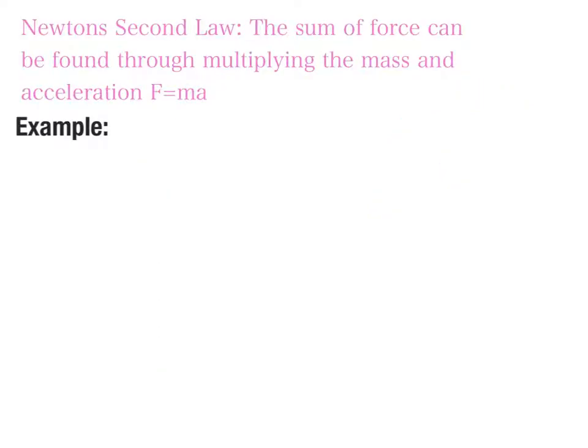Okay, so for the second law, it states the sum of the force can be found through multiplying the mass and the acceleration, and the equation for that is F equals ma, which is force equals mass times acceleration. So the example we're going to use is if someone were to hit a person with a lot of mass and at a fast speed, there will therefore be a greater force than if someone were to hit a person with a slower acceleration with less mass.